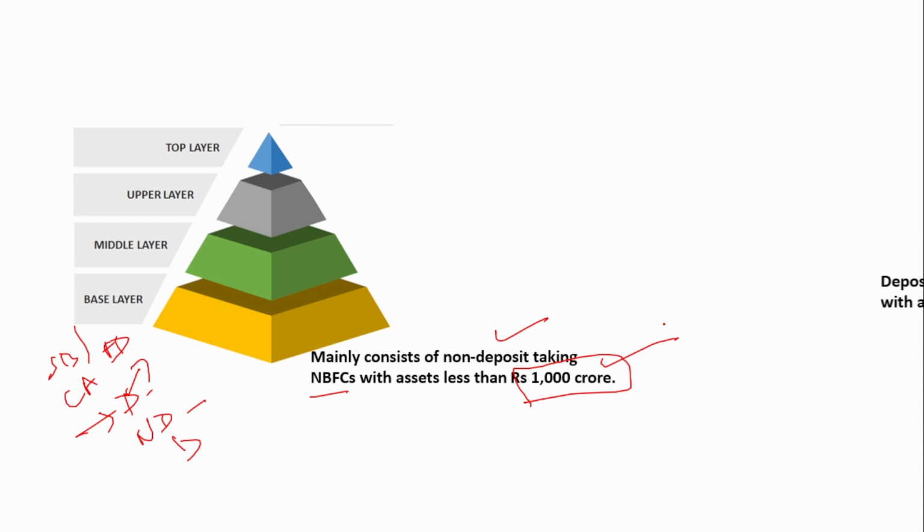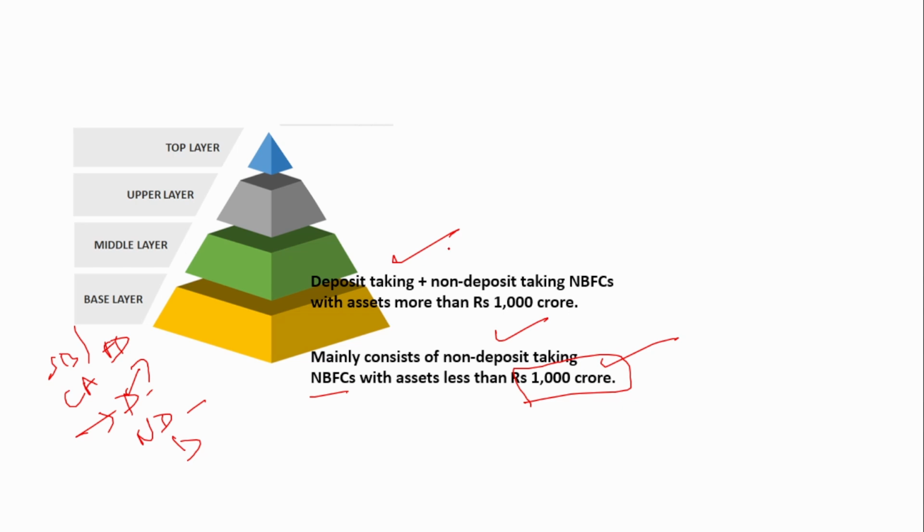Remember this. Next is the middle layer. The middle layer consists of all deposit taking NBFCs and also non-deposit taking NBFCs whose asset size is more than 1000 crores. Here, the asset size should be less than 1000 crores in the base layer, and in the middle layer, non-deposit taking NBFCs include those with assets more than 1000 crore, and all deposit taking NBFCs.